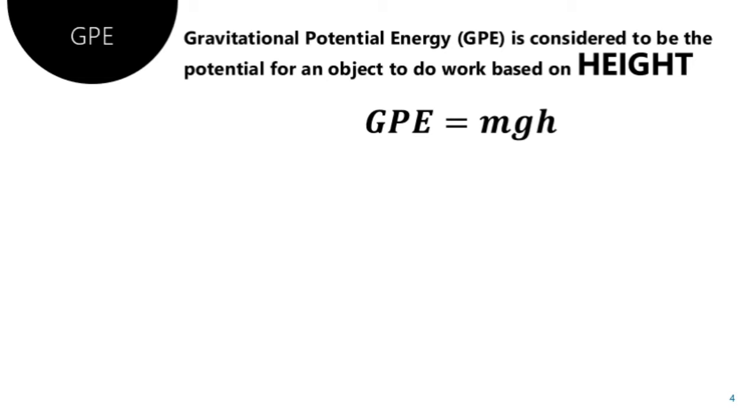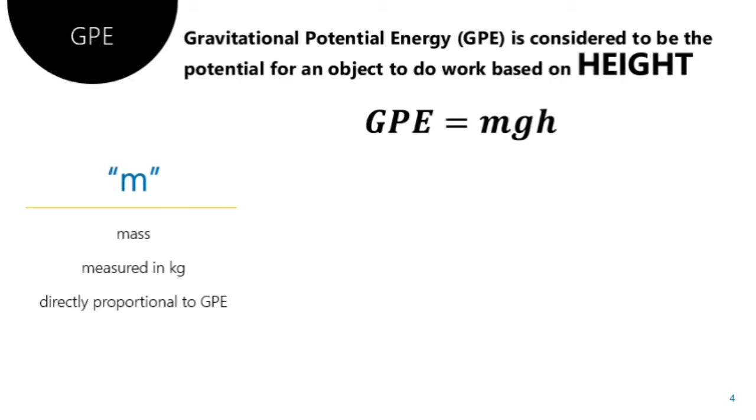Now let's look at GPE, gravitational potential energy. It's considered to be the potential for an object to do work based on height. If an object is raised a certain height, you have either done work in raising it that height, or you could say that it has the potential to do work from that height. So GPE is equal to mgh.